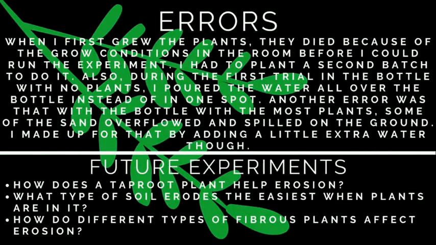Errors: when I first grew the plants, they died because of the grow conditions in the room before I could run the experiment. I had to plant a second batch to do it. Also, during the first trial in the bottle with no plants, I poured the water all over the place instead of in just one spot. Another error was that with the bottle with the most plants, some of the sand overflowed and spilled on the ground. I made up for that by adding a little extra water though.